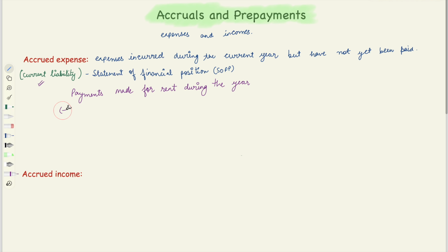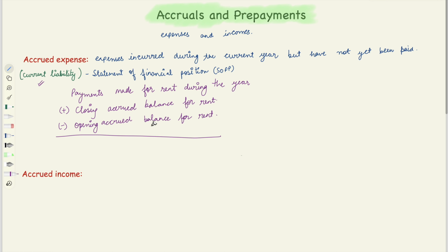Okay, then we will add closing accrued balance for rent. It means that this expense balance has been incurred but not yet been paid. It has been incurred during the current year only. Accrued balance for rent, and we will subtract opening accrued balance for rent.